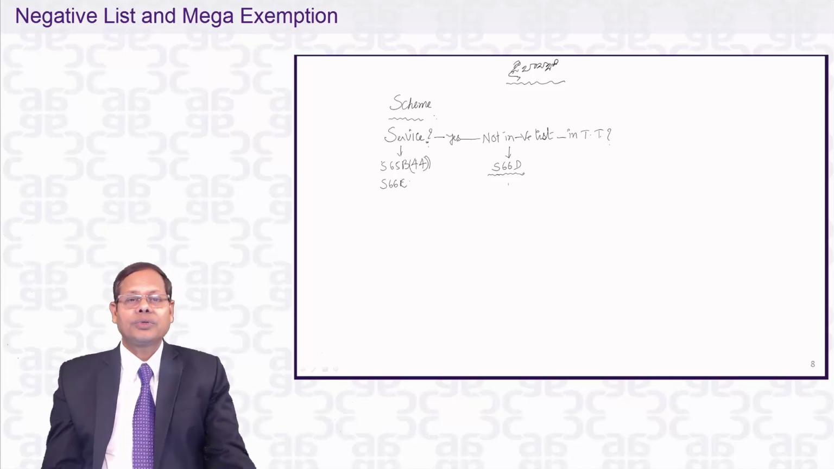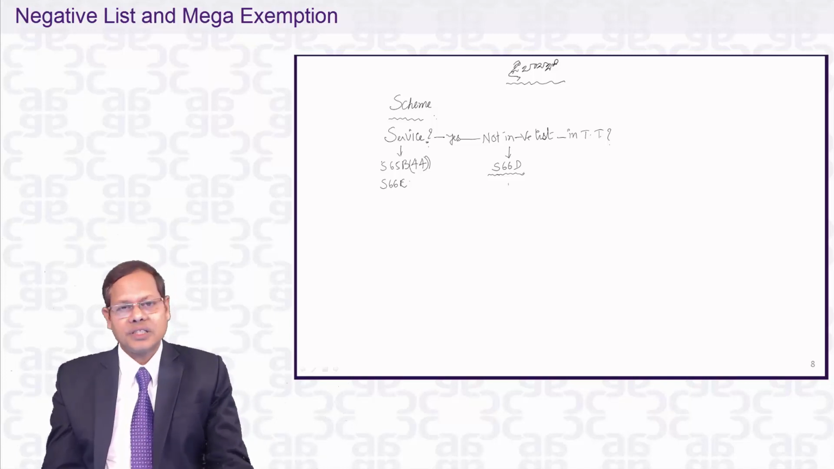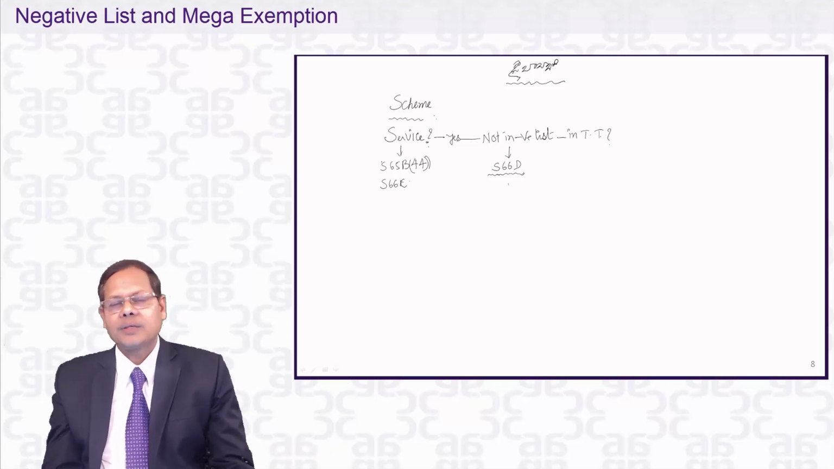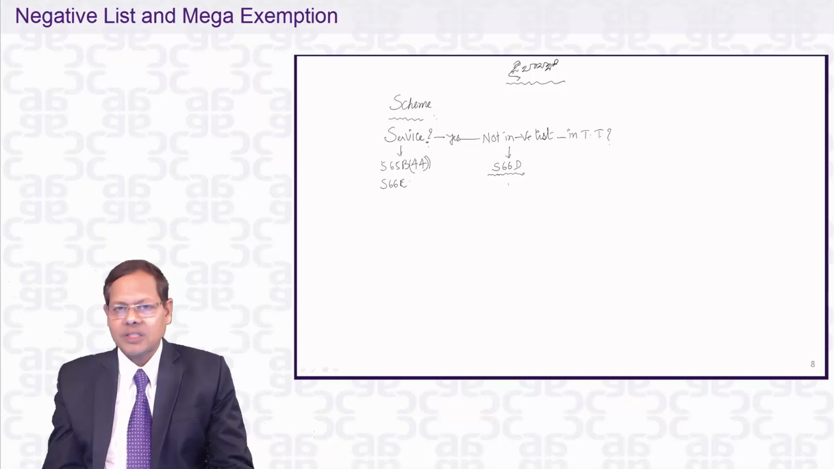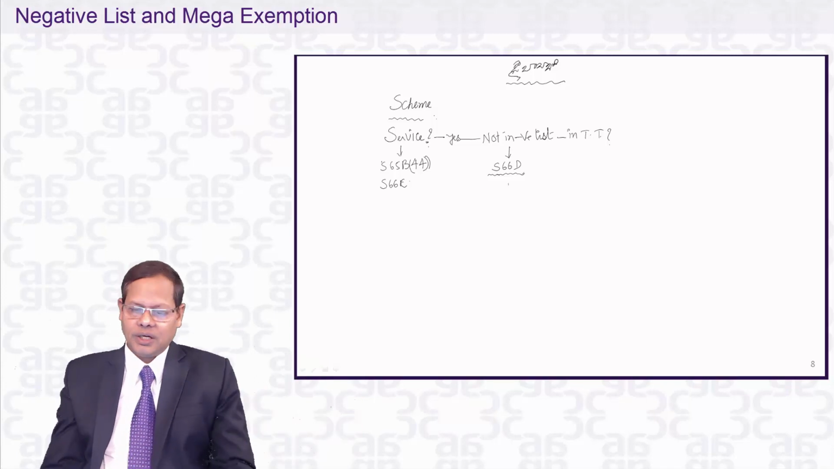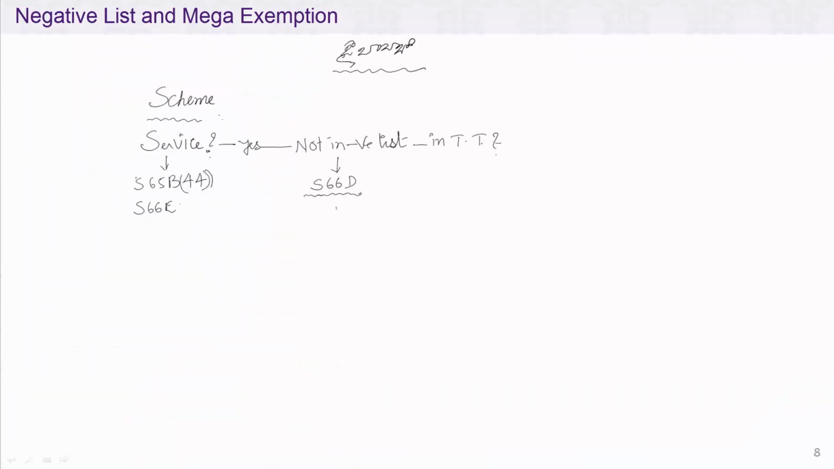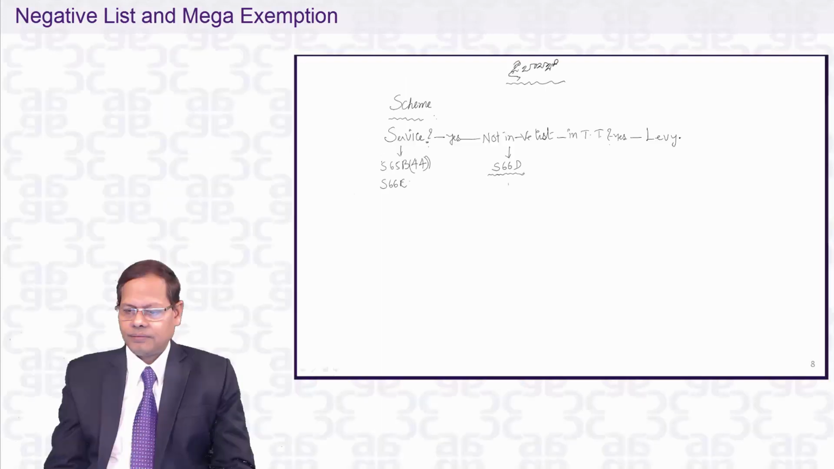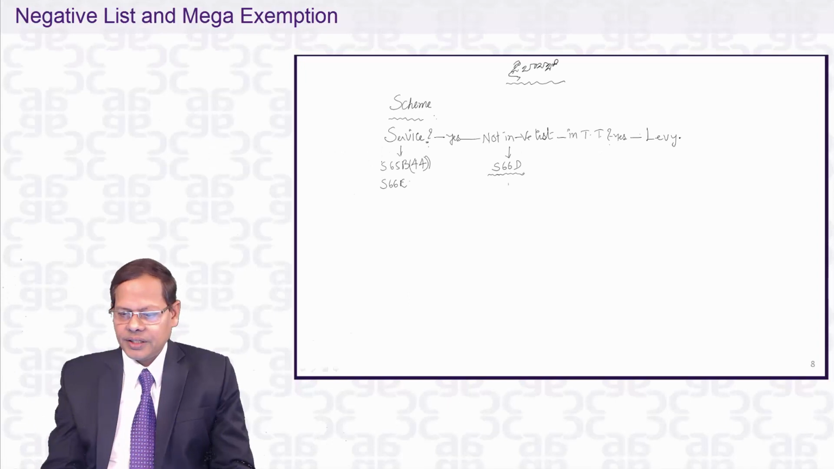What is the territory to which it is applicable? Section 64. Section 64 is very clear. It says this act is applicable all over India except the state of Jammu and Kashmir, which means taxable territory means India minus Jammu and Kashmir. So in taxable territory, you got yes. Then there is levy. Then it is subject to levy.